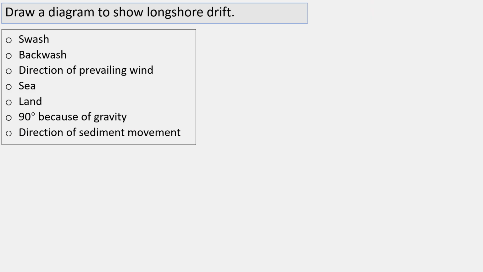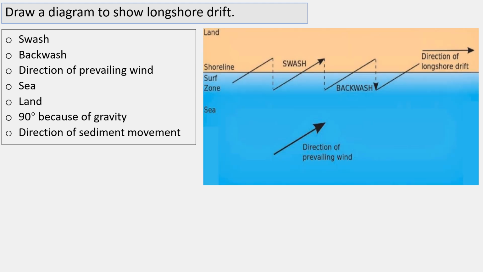What I'd like you to do is to draw a diagram to show longshore drift, and I'd like you to label on swash, backwash, direction of prevailing wind, sea, land, 90 degrees because of gravity, and direction of sediment movement. You can use this to help you, so please pause the video now to copy down the diagram for me.